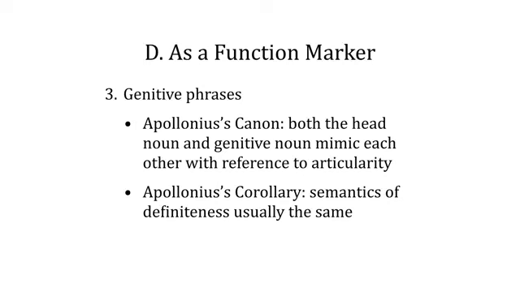Now there's another thing known as Apollonius' corollary, which I developed when I was teaching at Grace Seminary back in the early 80s, and then one of my students, David Hedges, wrote his master's thesis on this and really developed it. And the Apollonius' corollary is simply that the semantics of the anarthrous constructions is typically going to be the same for both nouns, almost always the same for both nouns.